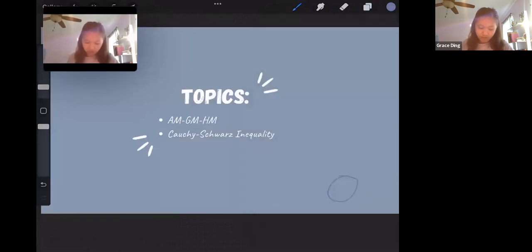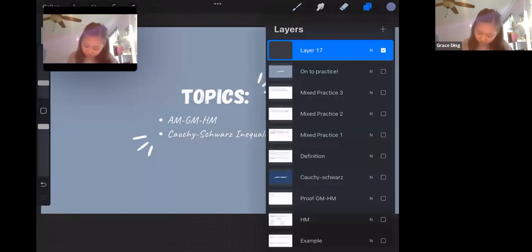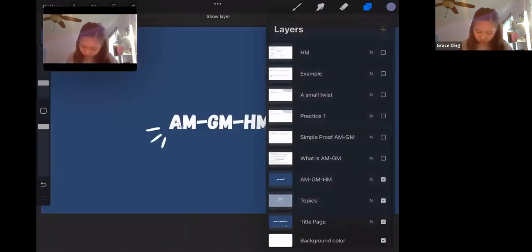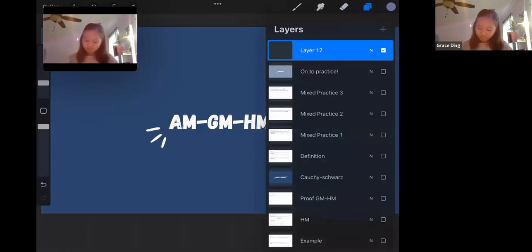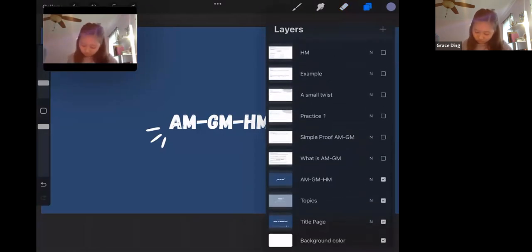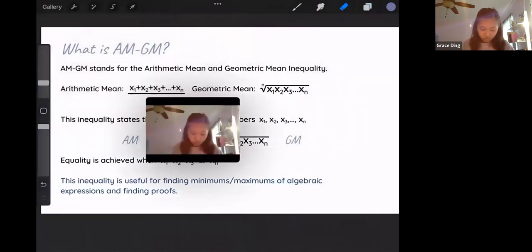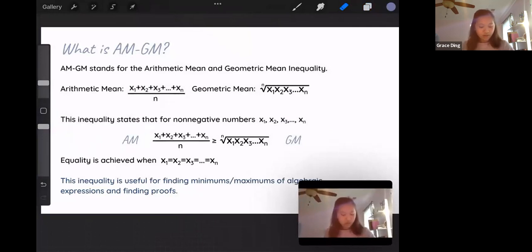The topics are AM, GM, and HM, and also the Cauchy-Schwarz inequality. So first I'll be talking about AM, GM, and HM. So here are the definitions. AM-GM stands for the arithmetic mean and geometric mean inequality.